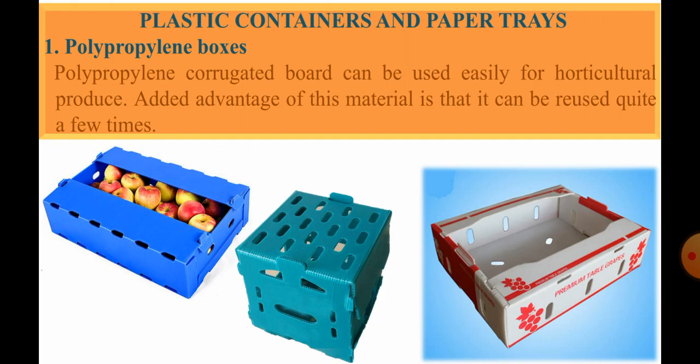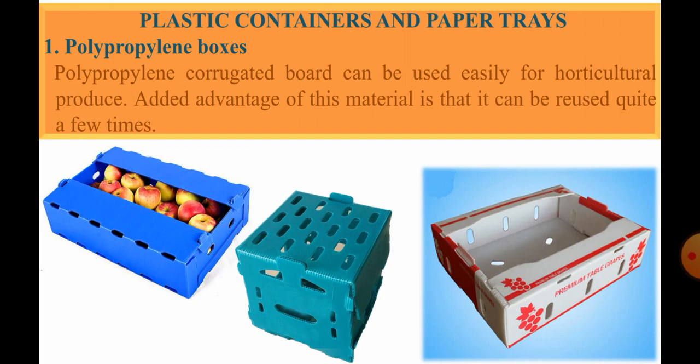Polypropylene corrugated board can be used easily for horticulture produce. An added advantage of this material is that it can be reused quite a few times. When you see these boxes carefully, they are water resistant or moisture resistant. That's why they are used for hydro cooling or water cooling purposes. They are easily stacked and reusable. That's why polypropylene boxes are quite suitable for different markets.